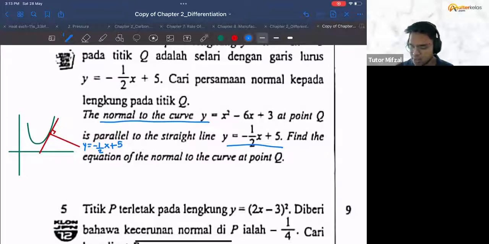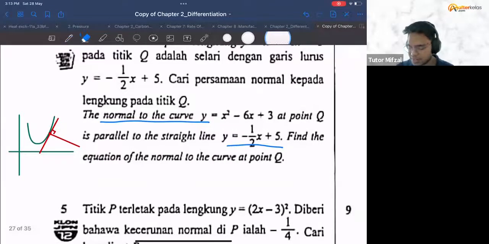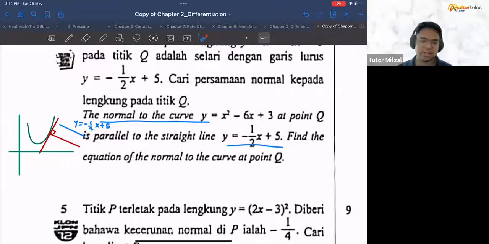Okay, sorry. Dia kata, ni bukan y equals negative 1 over 2x plus 5. Dia kata, the normal line ni is parallel to another line, which is y equals negative 1 over 2x plus 5. Now the problem wants us to find the equation of the normal to the curve at point Q. Dia suruh kita cari what is the equation of this point. Okay, this is actually quite lengthy lah problem ni.